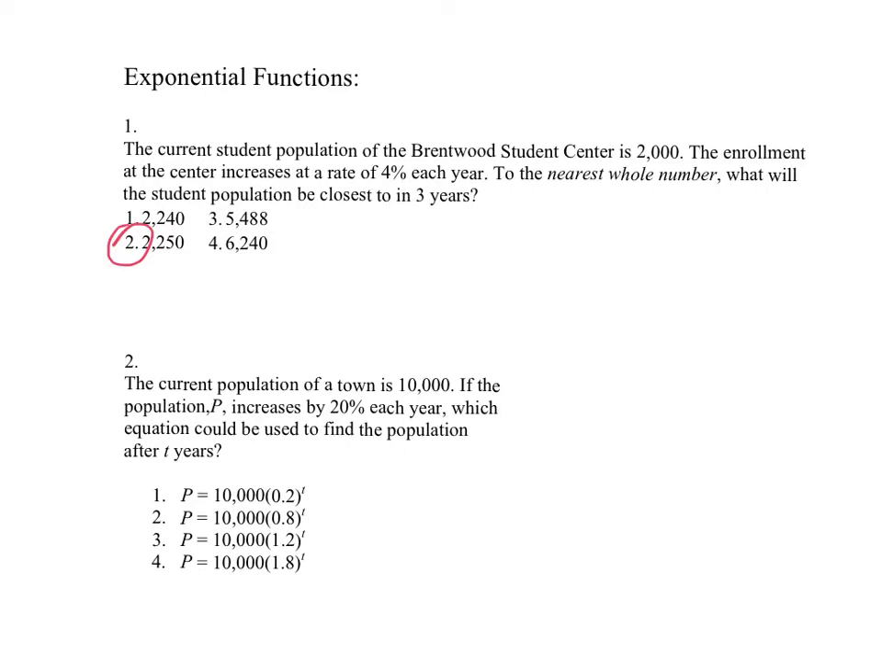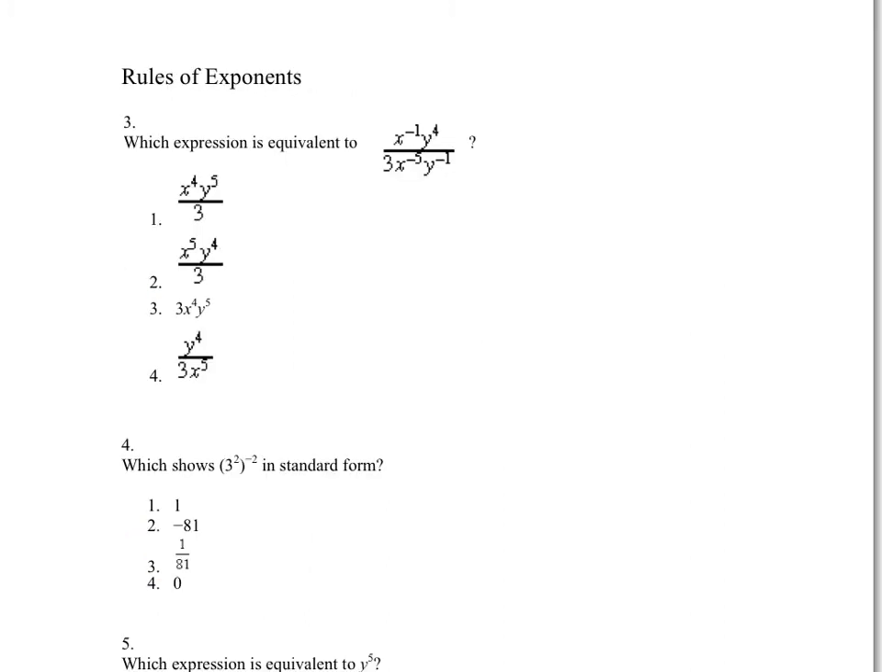The answer to number 2: the current population of a town is 10,000. If the population P increases by 20% each year, which equation could be used to find the population after T years? The answer to that is number 3, P equals 10,000 times 1.2 to the T power. Again, if you got these wrong, you will go over them with your group on Monday.